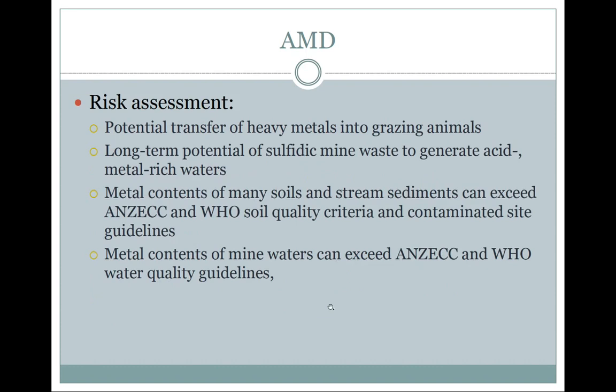So how do we risk assess this? Potential transfer of the heavy metals into grazing animals. Is this likely to happen? What is the long-term AMD potential? And what are the heavy metal contaminants? And how does this extend and relate to soil quality or water quality guidelines? And so then it's about mitigating and trying to reduce this, which should be done anyway, to avoid substantial contamination.